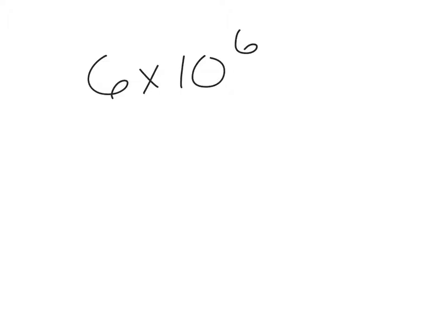What this tells them is to start with this number, so our 6, and take the decimal that's in that number. So 6 is a whole number, so there's the decimal right there behind it, and move it this many times in that direction. So what I mean by that direction is because this is positive 6, I'm going to move it 6 places in the positive direction.